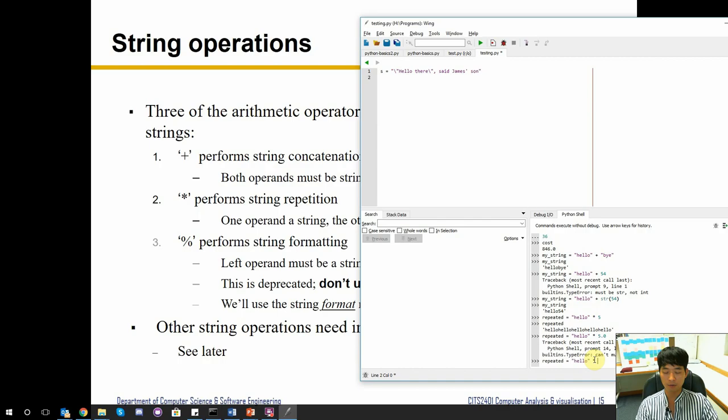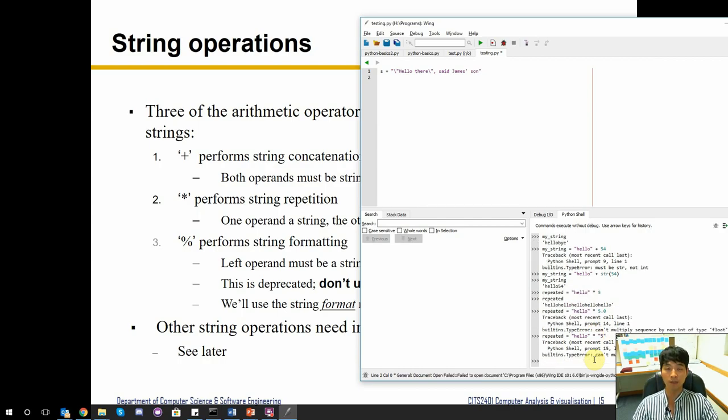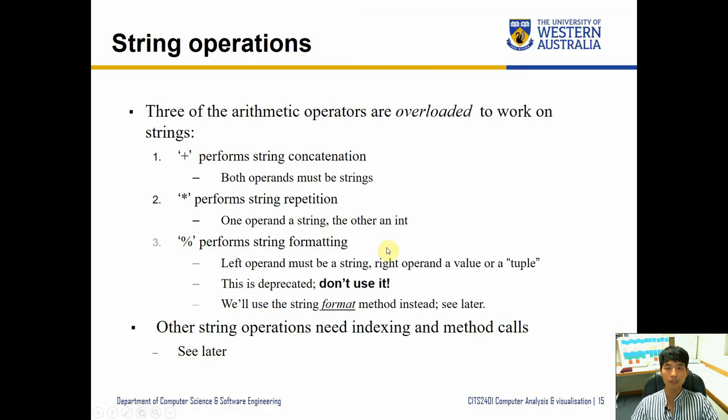If I want to multiply with another string, then it's going to complain again. You can't multiply string by string. It doesn't make sense. Okay. Next item is the percentage signs.